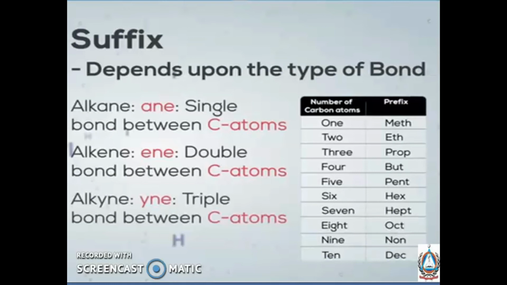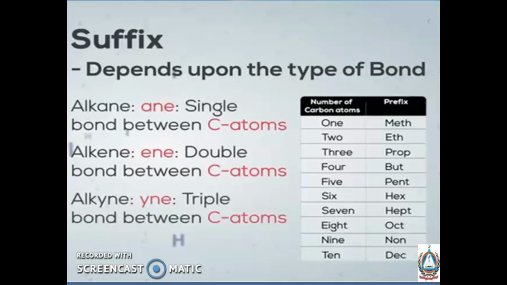So we have got the prefix, and next we need the suffix to complete the name. The selection of suffix depends upon the type of bond the carbon compound has. Now there are 3 types of bond. The first one is all the carbon compounds having a single bond between carbon atoms, and it is called alkane and has a suffix of "ane".